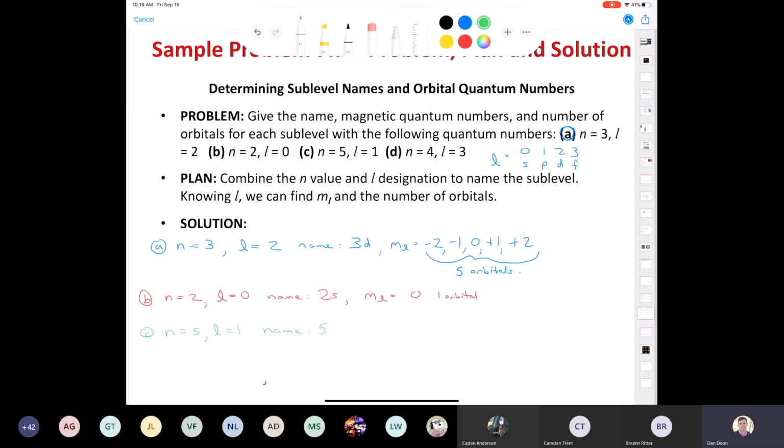I'd have to tend to agree with that. We got a 5p. For ML values, we're going to have -1, 0, and +1. So we have a total of 3 orbitals. Thanks, you guys. I really appreciate the answers. That makes my day.